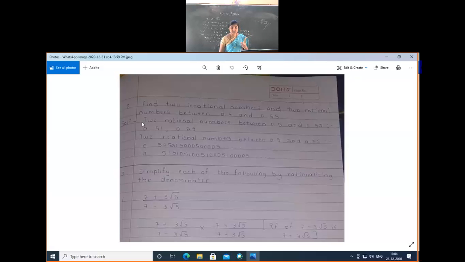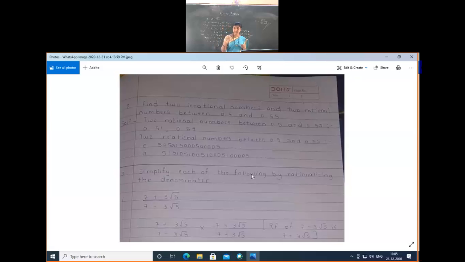When we express this 0.51 in the form of P by Q, then 51 divided by 100. Here 52 divided by 100. So, this is a rational number only. Example for the rational numbers: 0.51 and 0.52. So next, 2 irrational numbers between 0.5 and 0.55.